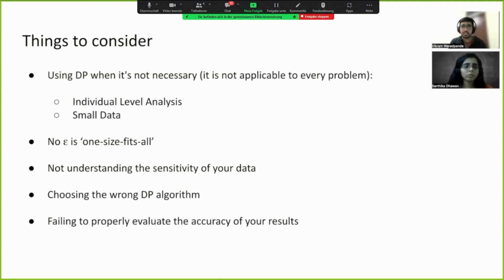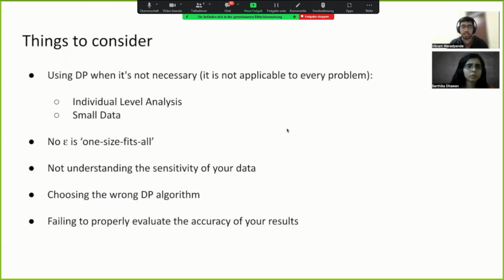The second case is when the data set is so small that differential privacy is not the right solution for any sort of analysis to be done on the small data. The next point is that no epsilon is one size fits all. That is, the value of epsilon depends upon the kind of analysis that you do on the database, and no one value of epsilon would be applicable to n different data sets that we have. So we have to do some analysis before fixing the epsilon value.